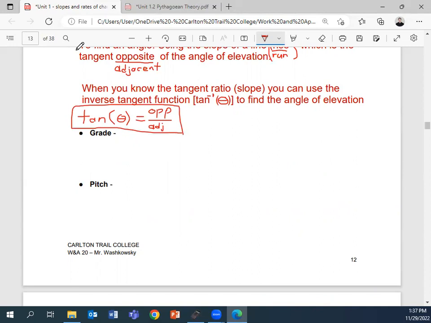So for grade, has anyone here ever driven through Banff to Jasper? Did anyone have to drive through the mountains on really steep roads? If you've done that, you've probably seen some type of sign, I think in a triangular shape, that said something along the lines of the grade is, you know, they might say something like this.